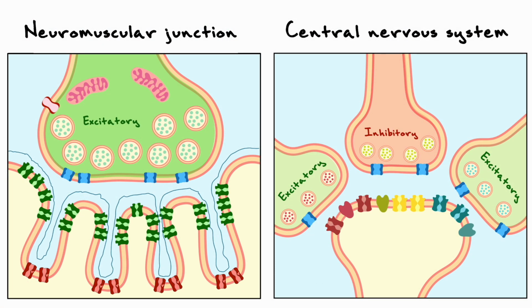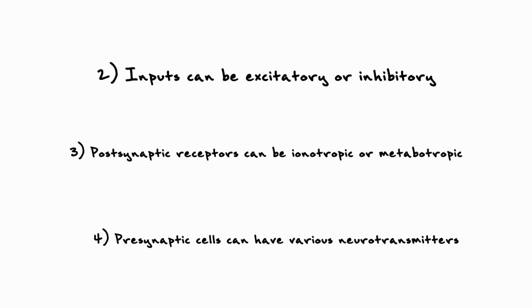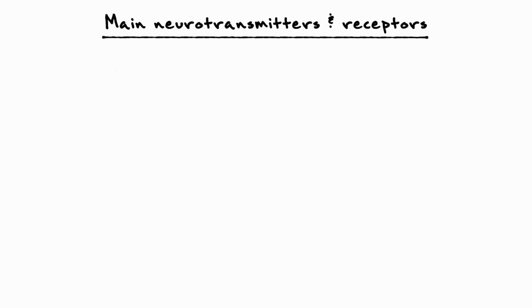Alright, now that we have covered the two main categories of metabotropic receptors, let's continue discussing the differences between neurons at the neuromuscular junction and neurons in the central nervous system. The next topic I want to cover will actually cover points 2, 3, and 4 altogether, which are that inputs can be excitatory or inhibitory, that the postsynaptic receptors can be ionotropic or metabotropic, and that the presynaptic cells can have different types of neurotransmitters. To cover these points, we will explore the main neurotransmitters as well as their receptors in the central nervous system.